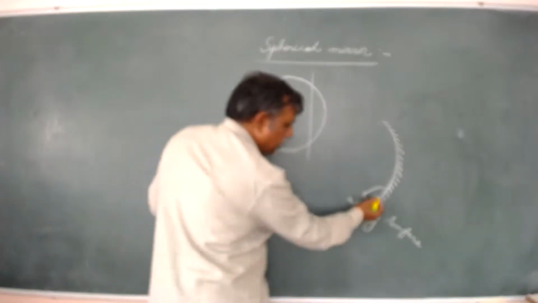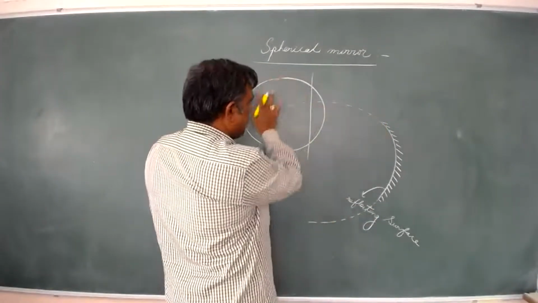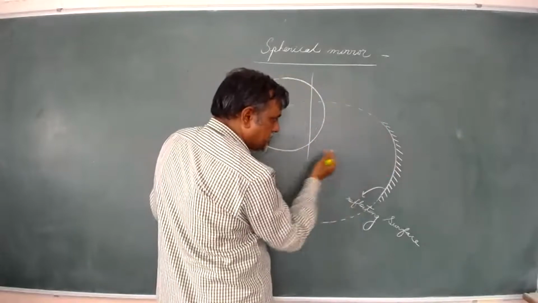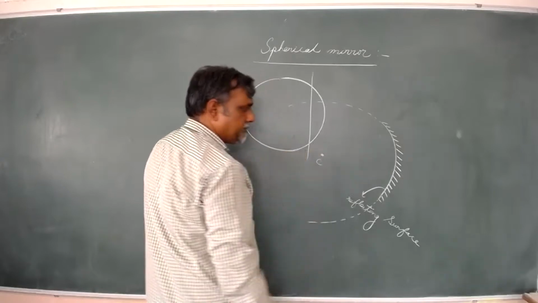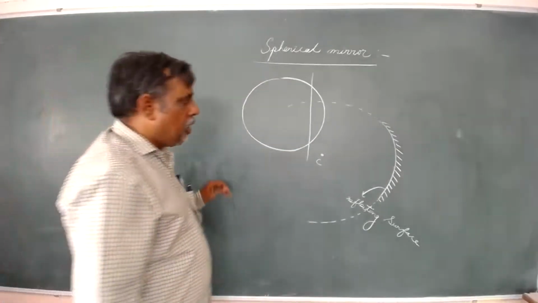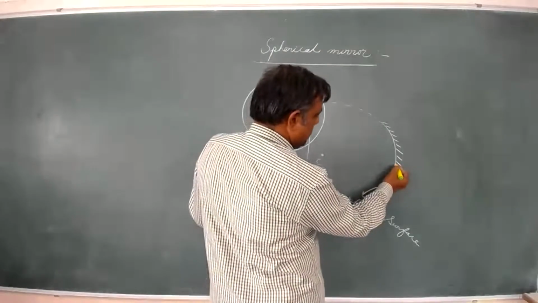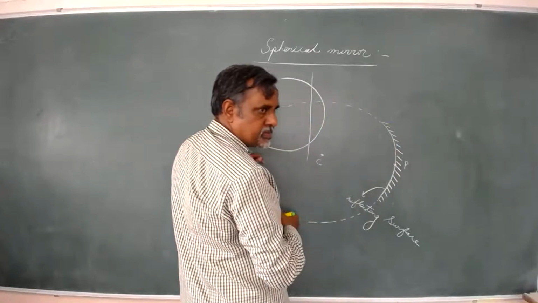Now if you extend this, you will get the sphere. To that sphere there will be some center, which is called the center of curvature. So this becomes the center of curvature. Now this is the center of this particular portion, so this is the pole.